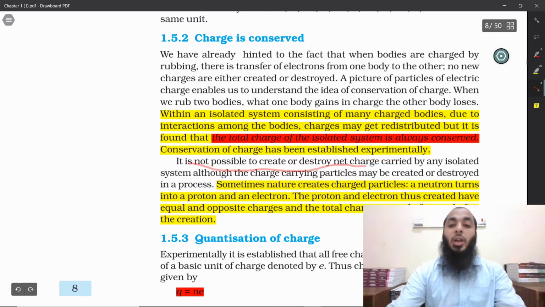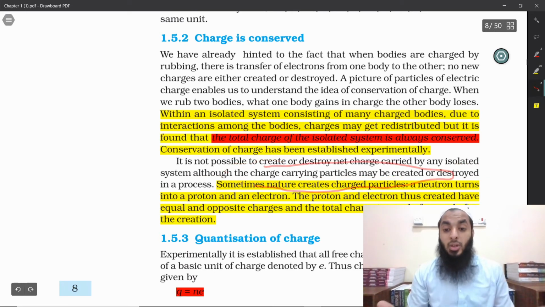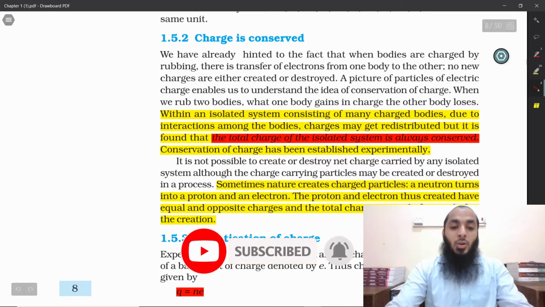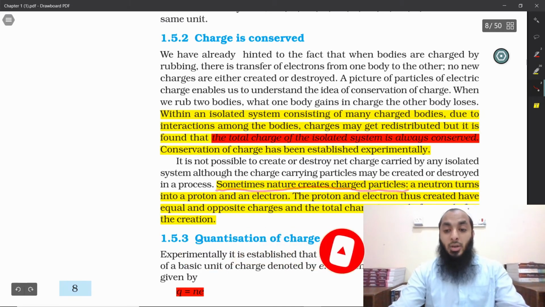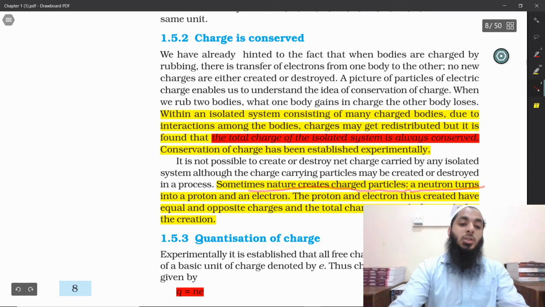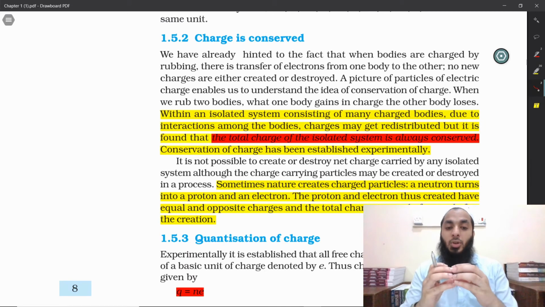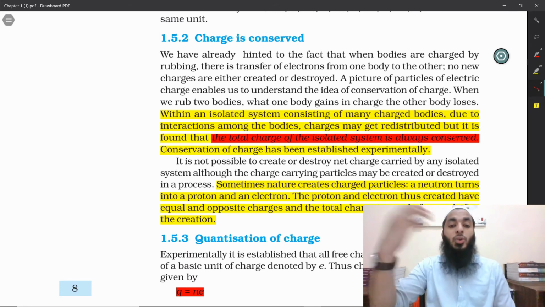It is not possible to create or destroy net charge carried by any isolated system, although the charge carrying particles may be created or destroyed in the process. So you see, the charge carrying particles may be created or destroyed. That means a proton, a neutron, or an electron can be destroyed, that kind of thing. So sometimes nature creates charged particles. For example, a neutron turns into a proton and an electron. A neutron which lies in the nucleus can be converted to a proton and an electron. In some nuclear reactions, you can see that electrons are coming out of the nucleus.